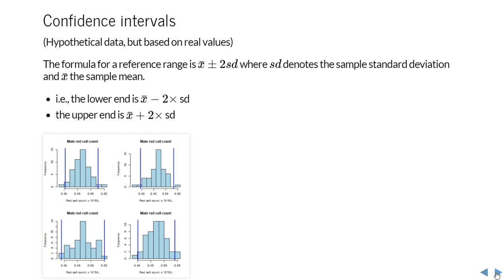people should have a red blood cell count that lies in this reference range or within a 95% confidence interval for the data. So this is a statement about the variability that we expect to see in the real world, and it's based upon the standard deviation.